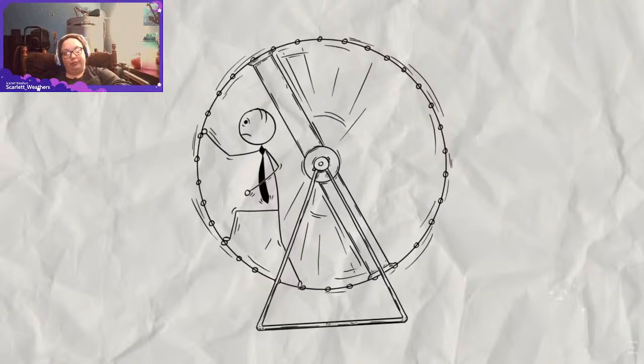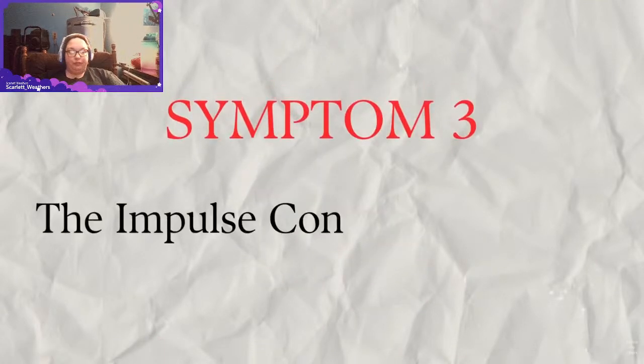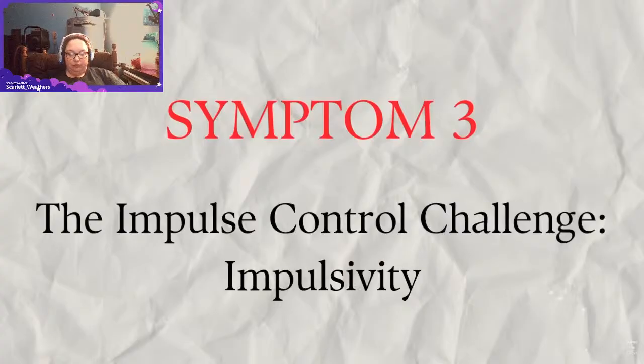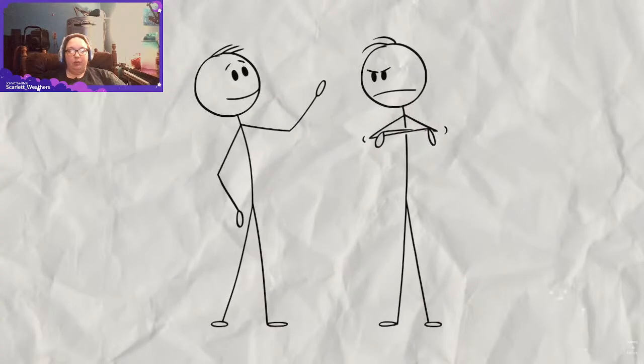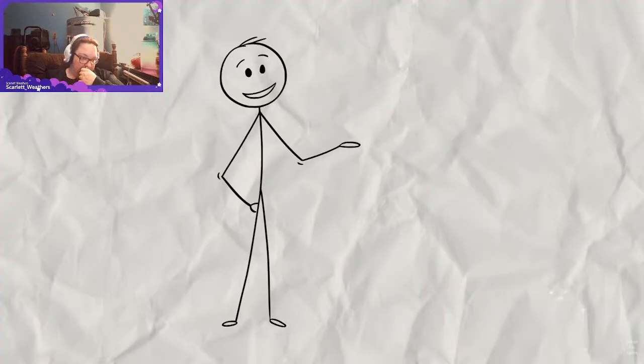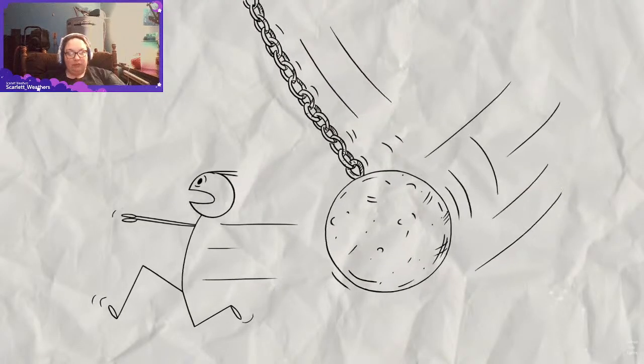So, an intrinsic drive that demands an outlet. Symptom 3, the impulse control challenge. Impulsivity. This symptom can be incredibly challenging and often misunderstood. Impulsivity means acting without thinking through the consequences. This isn't recklessness for the thrill of it.